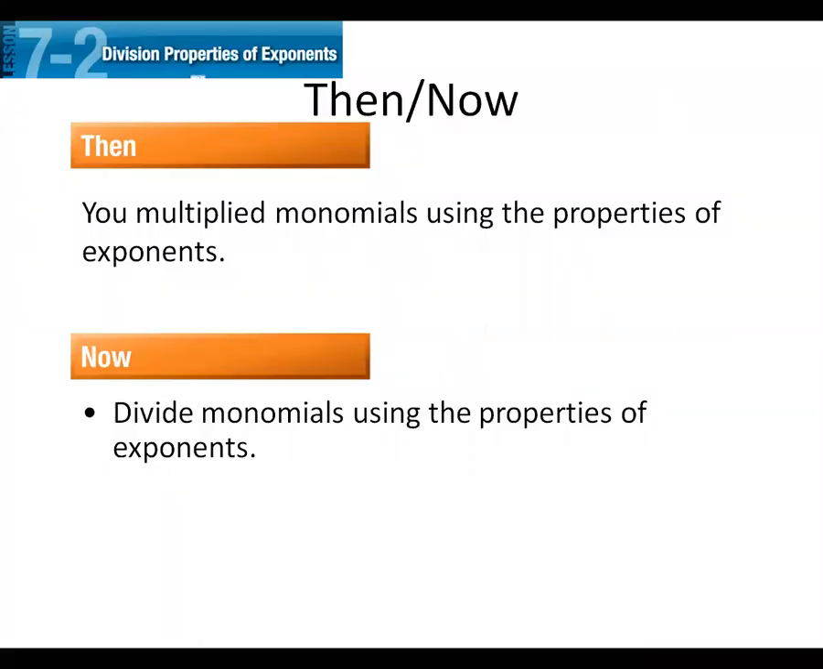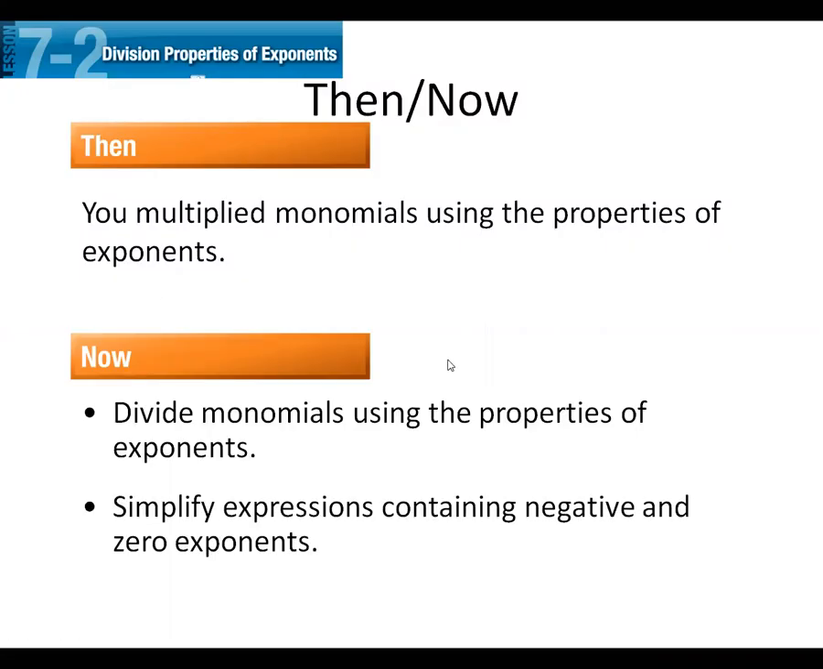7-2 division properties of exponents. So in the last section, we multiplied monomials using properties of exponents, and now we're going to divide monomials using properties of exponents, and then simplify expressions containing negative and zero exponents.